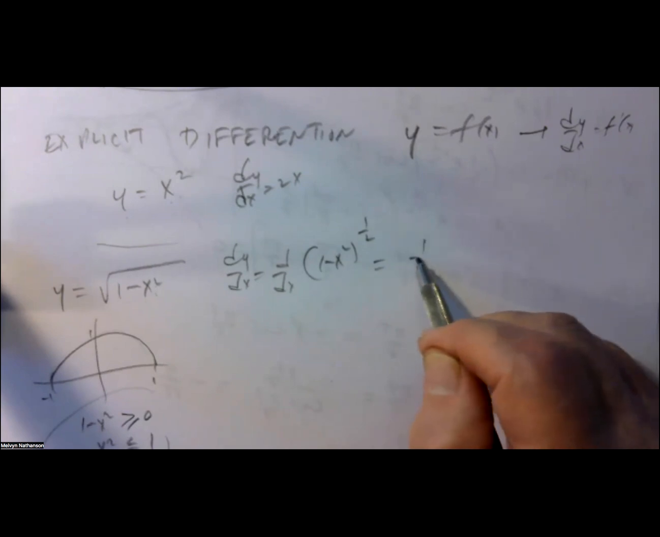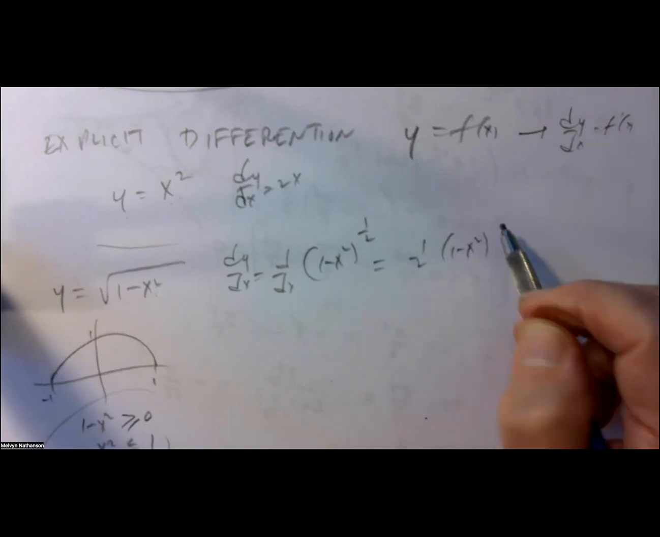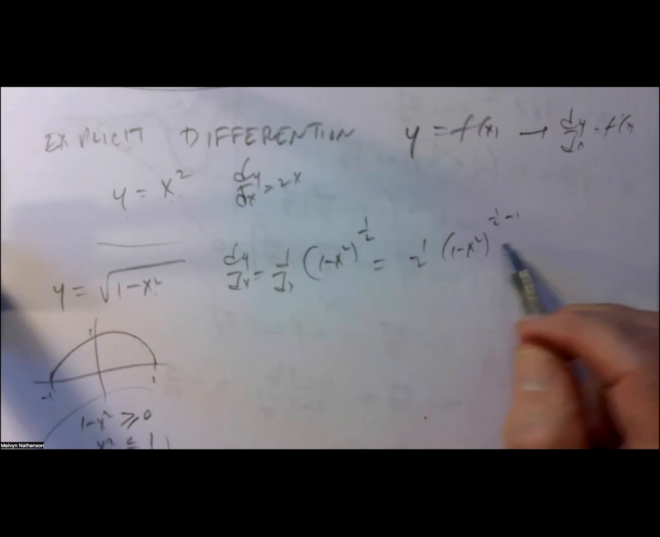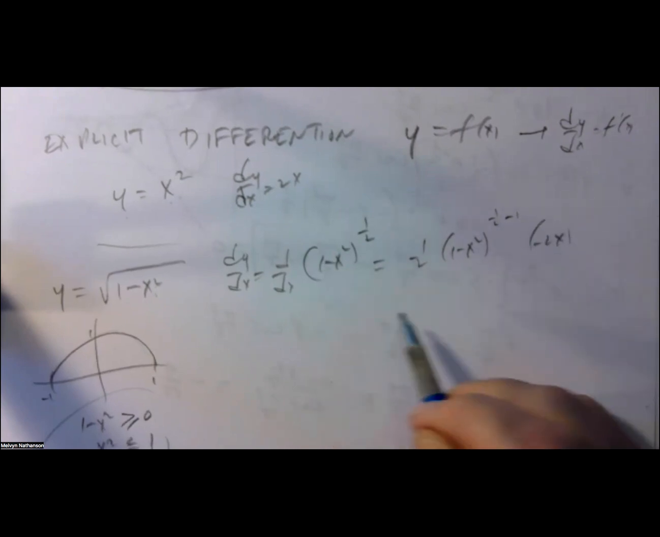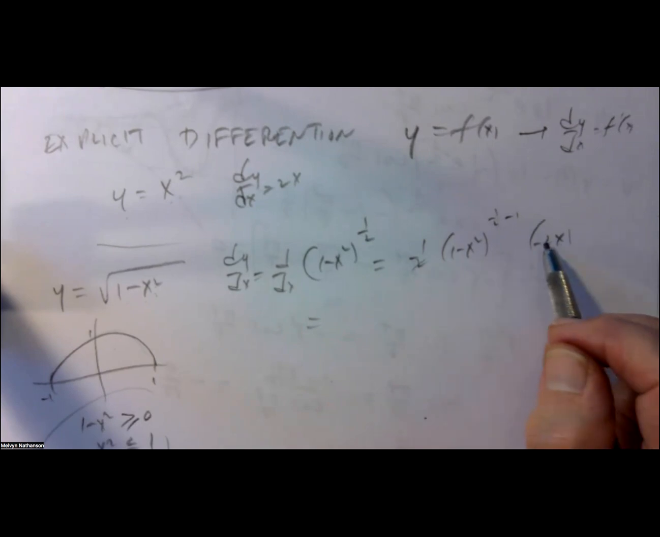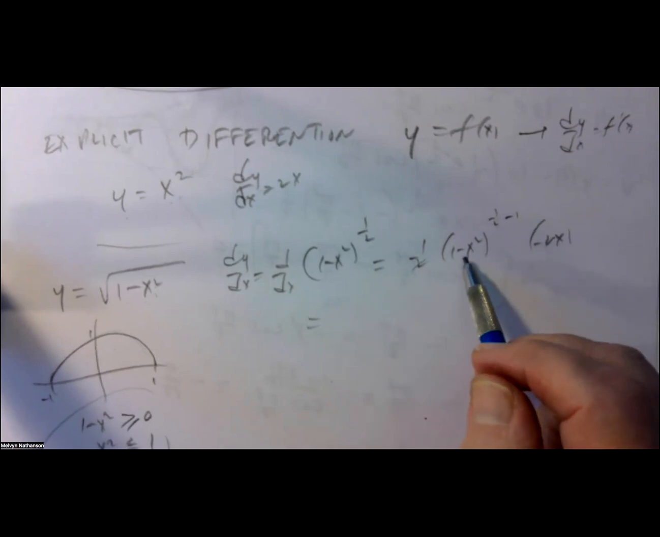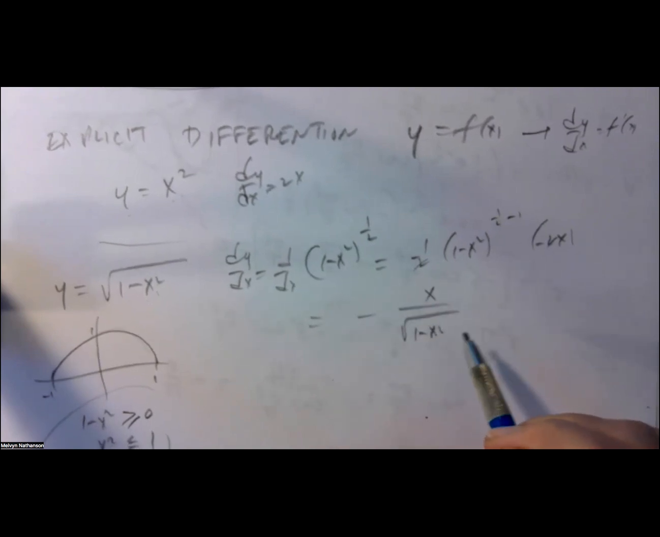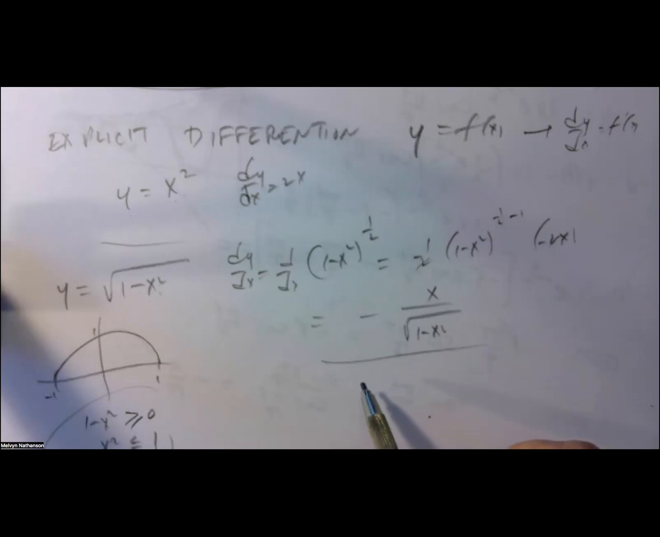In the chain rule, this is 1/2, 1 minus x squared to the power of a half minus 1, times the derivative of 1 minus x squared, which is minus 2x. These 2's cancel, and this is 1 minus x squared to the minus a half. I get minus x over the square root of 1 minus x squared. So that's the derivative.